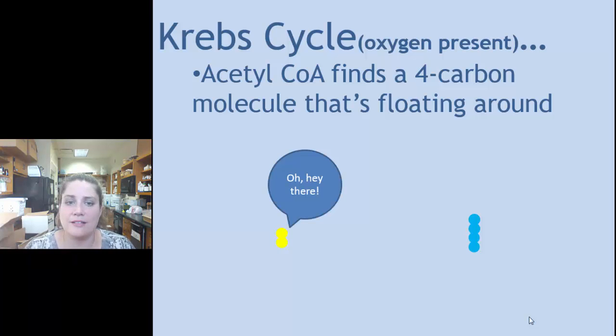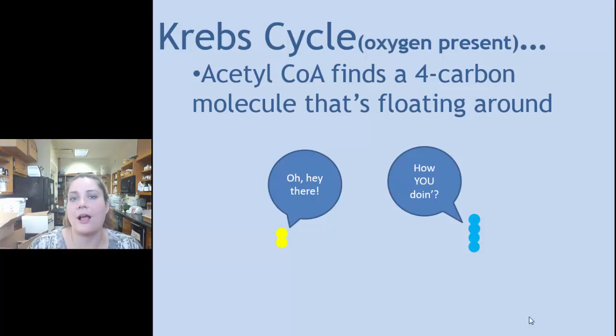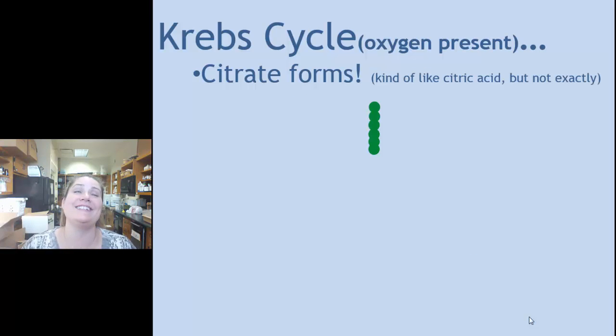And that acetyl-CoA is going to be all, oh, hey there, how you doing? And the 4-carbon molecule that's there is going to be like, how you doing? And they're going to look at each other and they're going to go, hubba, hubba, and they're going to want to get together. And so they're going to get together, and you're going to get this thing called citrate.